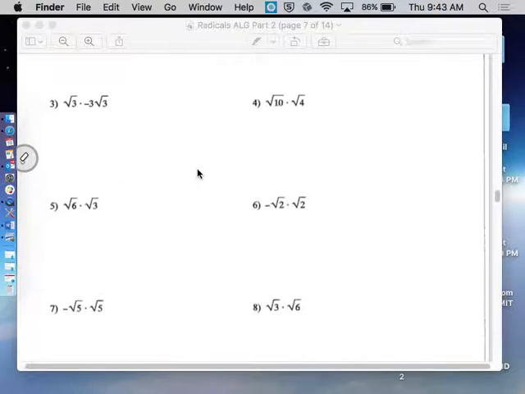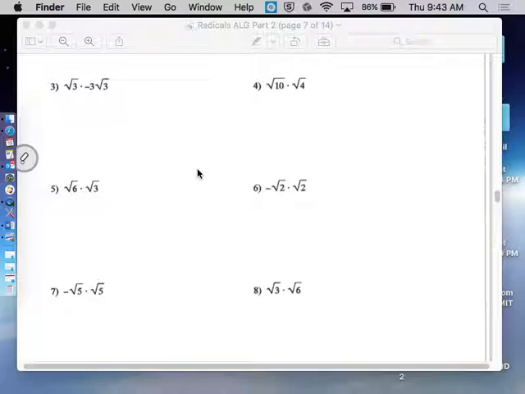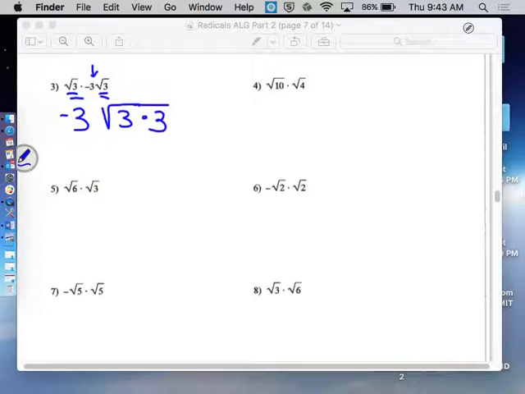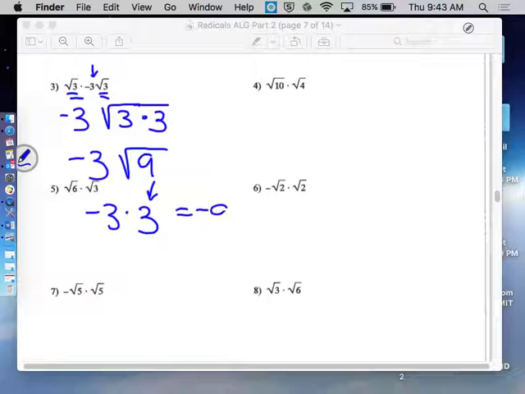That's my completely simplified answer for a problem like number 2. Let's move on and look at a few more. A problem like number 3. I've got a factor of negative 3 sitting here, so I'll just copy it to the side. And then I have radical 3 times radical 3. Notice the same radical times itself. So I've got the factor of negative 3 that was sitting out there times the square root of 9, which is the perfect square. So this is really just negative 3 times positive 3, and my simplified answer would be negative 9.